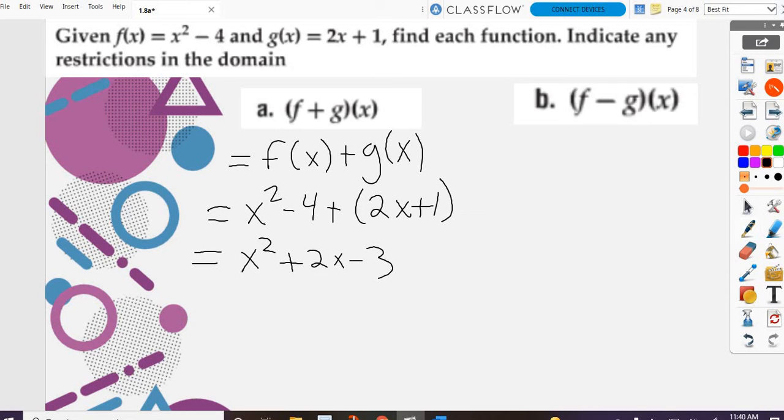Now, it asks us about restrictions on our domain. So what type of functions are f, g, and f plus g? So f and f plus g would be parabolas because they're quadratic, but g by itself is not. It would just be a linear line. But what are all of those? What could they all be classified as? Yeah, we're dealing with functions, but specifically what type of function?